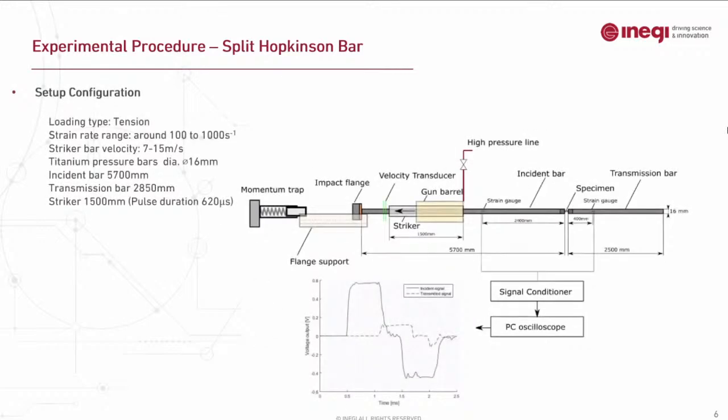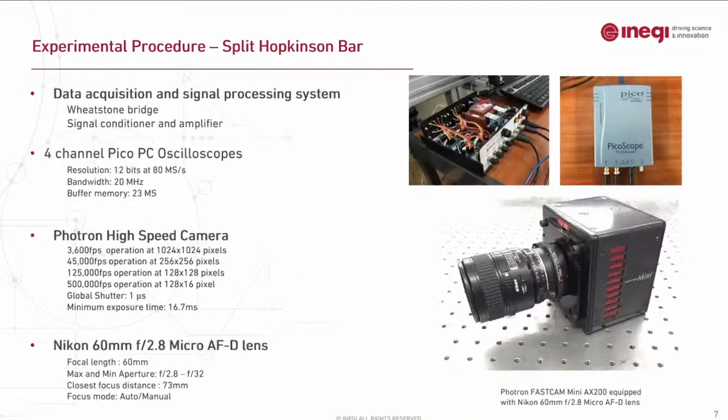So the dynamic experiments we performed with the Hopkinson bar, we developed the tension version here. We're able to reach strain rates from 100 to 1,000 in tension loading configuration. And here you can see our data acquisition system. We use a high-speed data acquisition system, a PC scope, and we always measure our experiments with a high-speed camera.